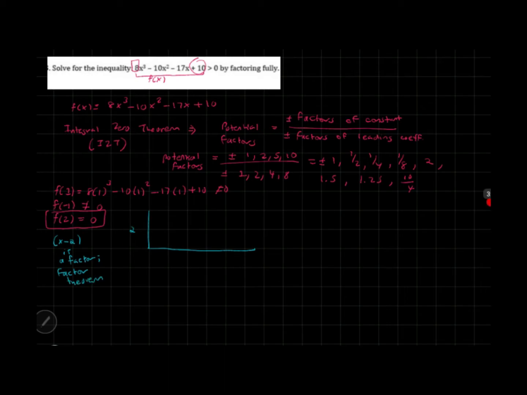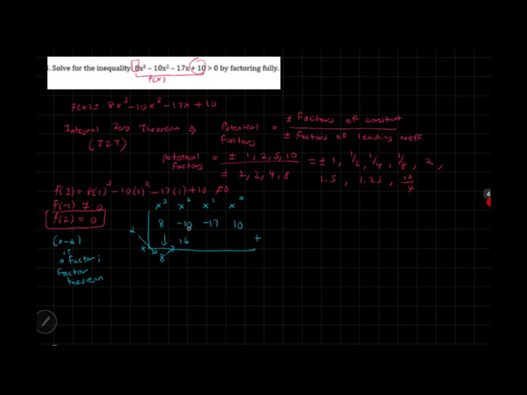Okay, so we can take out a 2 here, and I'm going to write down x cubed, x squared, x to the power 1, x to the power 0. The x cubed term here is 8. The x squared term is negative 10. The x to the power 1 term is negative 17. The x to the power 0 term is 10. What I'm going to do is bring down the 8 and you can multiply it, so you get 2 times 8, which is 16.